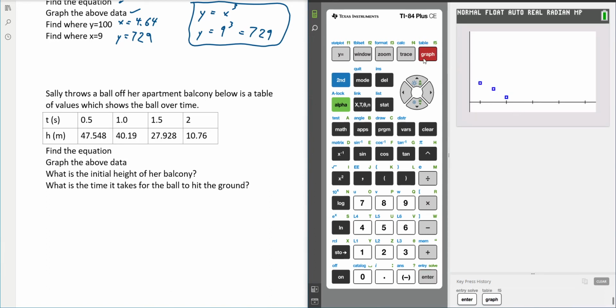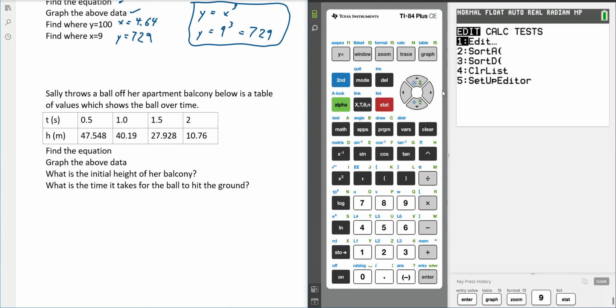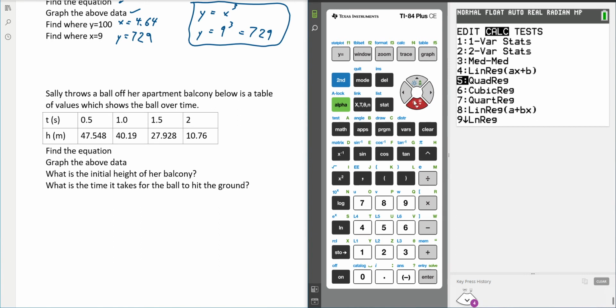Well, you can see something going on, but not much. So maybe press zoom 9 and see what it looks like. Okay, it looks a little bit better. Okay, so find the equation. Well, now what we have to do, stat, calc, down to, because it is falling, something falling, then we know that it is gravity. All right, gravity is what's acting on it, which means that it's quadratic. Okay, so we're going to use the quadratic.